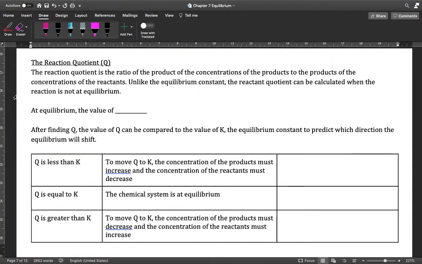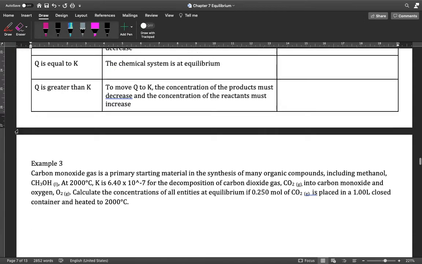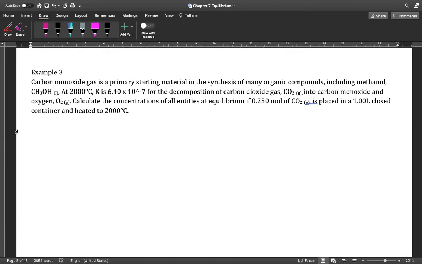All right, moving on to example number 3. Before we go into example number 3, there is that section in your note package called reaction quotient. I would just skip over this for now. We'll come back to this maybe in the next lesson or tomorrow. So we're going to skip right into example number 3.